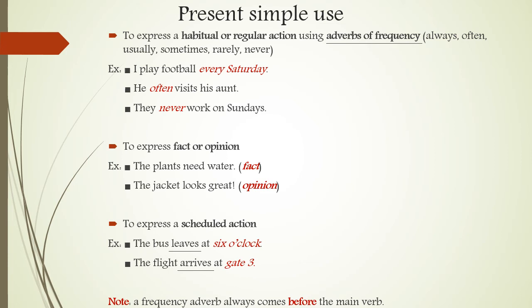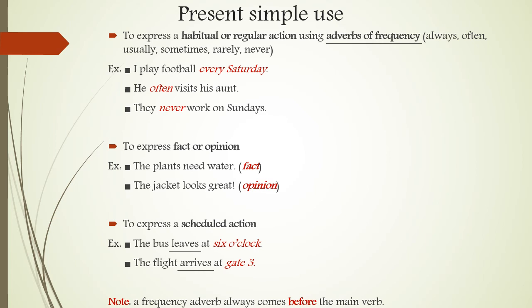So the adverbs of frequency are always, often, usually, sometimes, rarely, never. With these words, and these are keywords actually, they use them in a sentence to make sure that the student knows that this sentence is a habitual or regular action. Let's have a look at the examples. I play football every Saturday. So this action is happening every Saturday. So every Saturday is the keyword, which is actually an adverb of frequency. So this is a regular action because it's happening every Saturday.